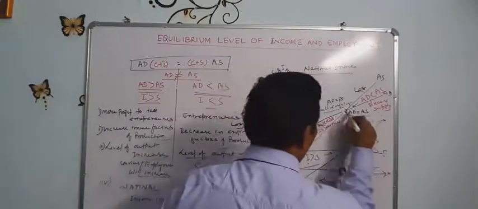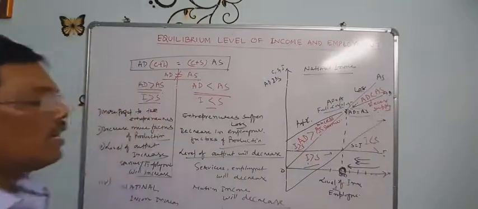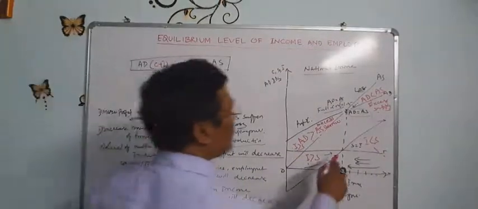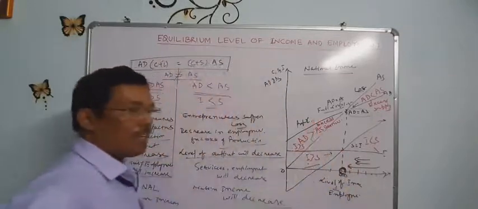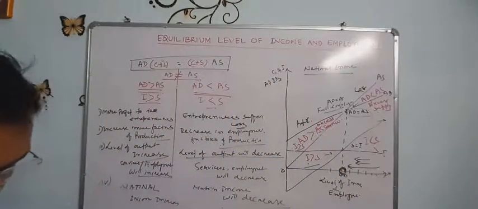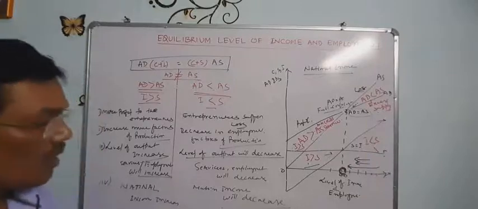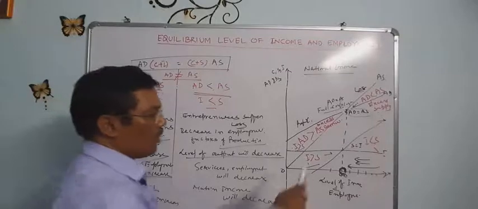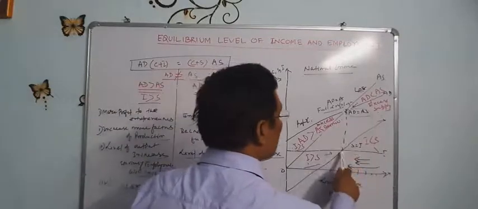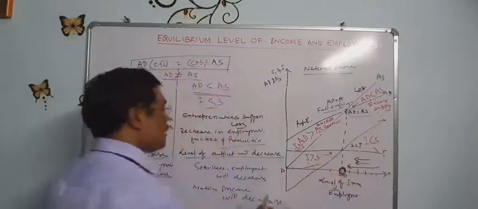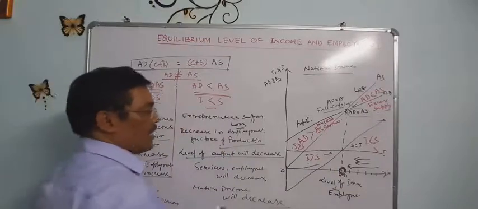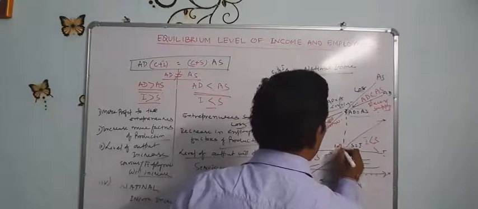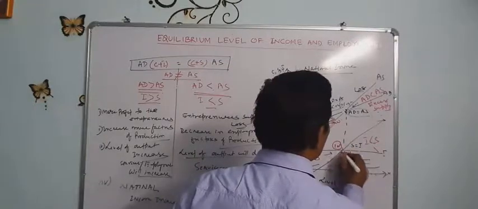This is the conclusion. Secondly, at the equilibrium level of income, where AD equals AS, our saving equals investment. It means that at the equilibrium level of income, saving and investment are also equal. As per my table, 100 crores of rupees is the saving and 100 crores of rupees is the investment.